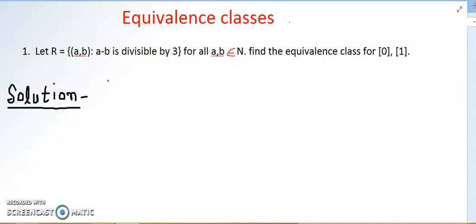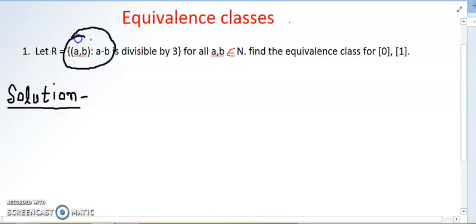Alright, so first of all, we find the equivalence class for 1. What is the meaning of the equivalence class for 1? The meaning is, if the value of b is 0, then what is the value of a? Look at the question. If the value of b is 0, then what is a? That is the meaning of equivalence class.